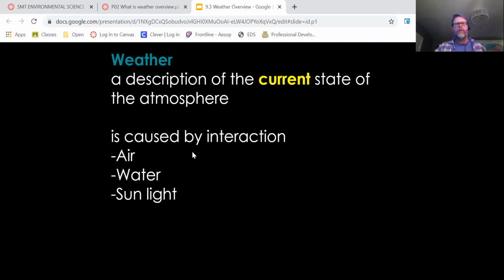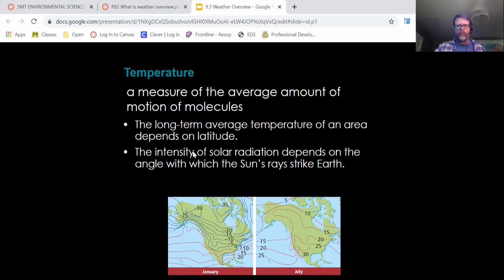So first of all, let's make sure we're clear. Weather is a description of the current state of the atmosphere. It's caused by interactions of air and water and sunlight, okay? And it is measured through temperature and pressure and humidity. So the big thing to pull off of this page is it is the current state. Climate, we're going to talk long averages, like 30 years over large sections of land. Weather is what's happening right here, right now.